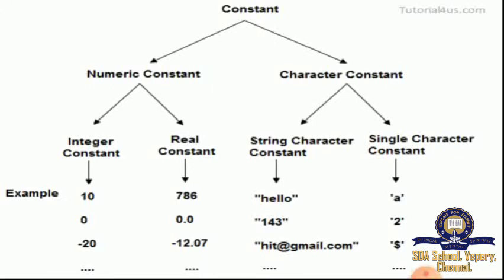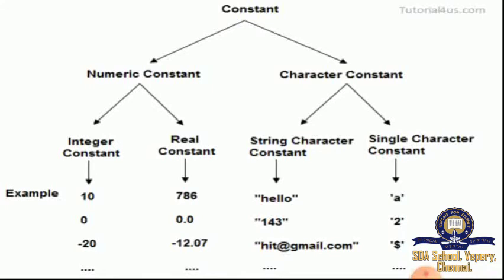Constants are classified into two types: numeric constant and character constant. Numeric constants are classified into integer constant and real constant. Character constants are classified into string character constant and single character constant. Note the difference: one is string character constant and the other one is single character constant.